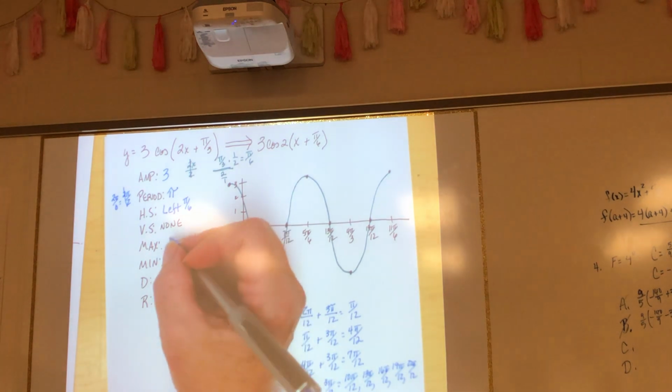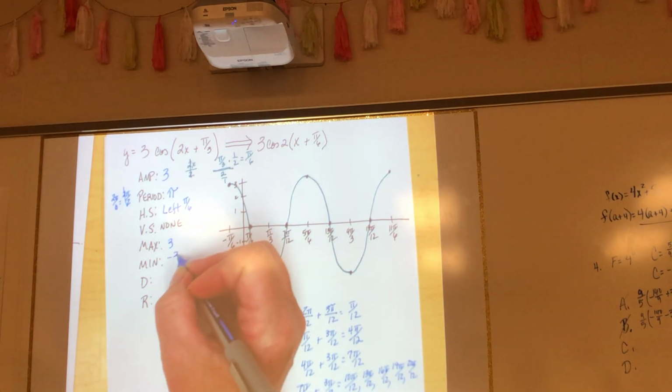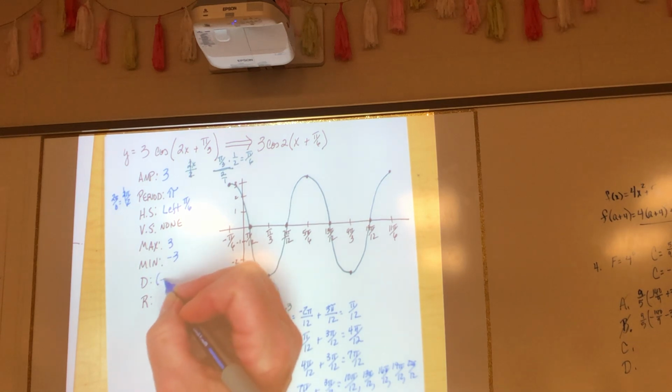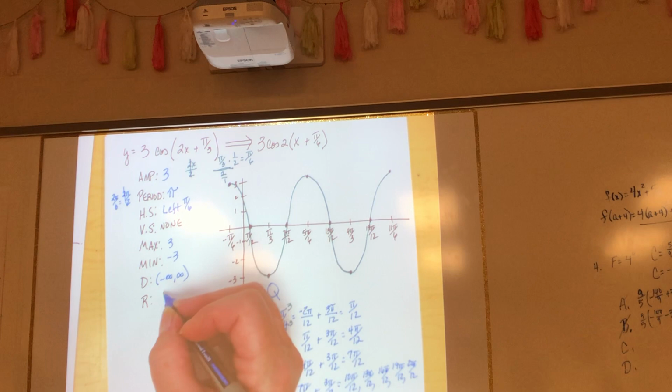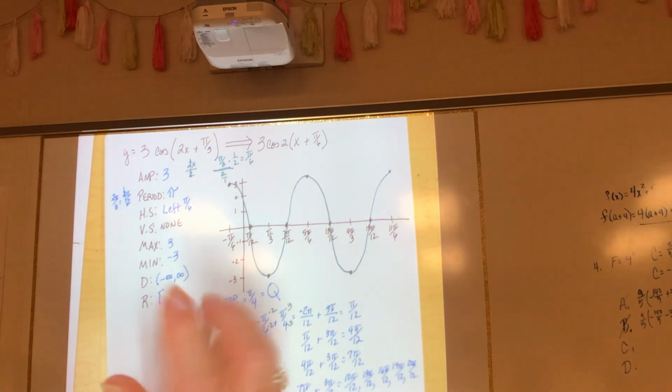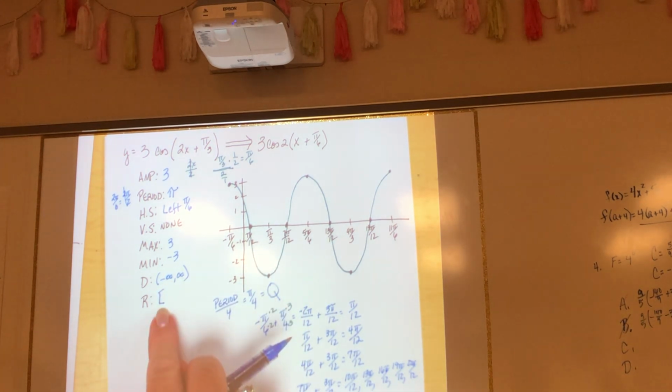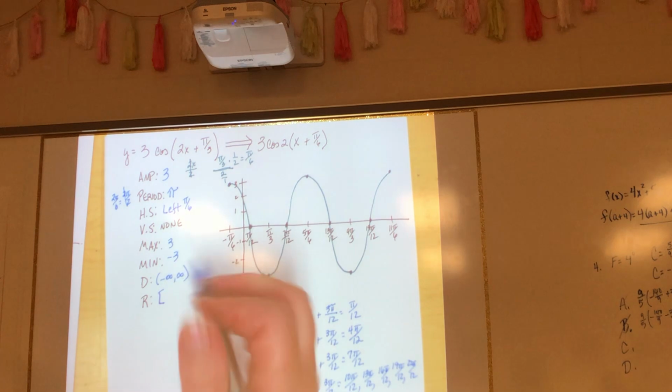Okay? What is your max? 3. What is your min? -3. What is your domain? What is your range? -3, 3. Make sure that when you write the range, people, listen, it's interval notation. Which number goes first? Negative. Why? Smallest, always on the left.